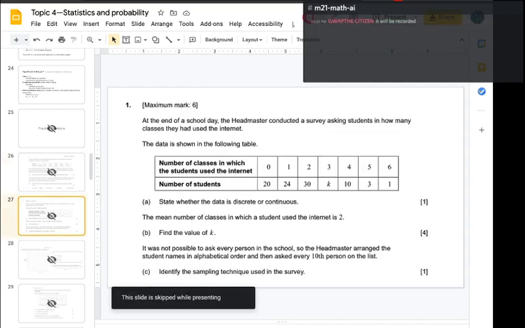Do you want me to read the question? Okay, at the end of the school day, the headmaster conducted a survey asking students in how many classes they had used the internet. The data is shown in the following table. State whether the data is discrete or continuous. Oh, yeah, it's quite obvious.